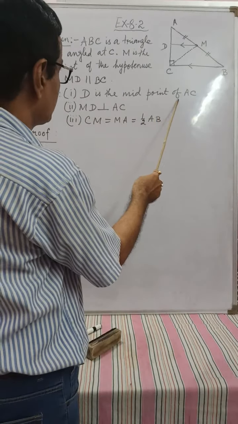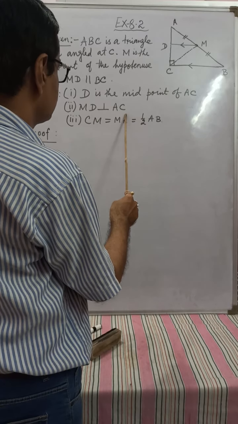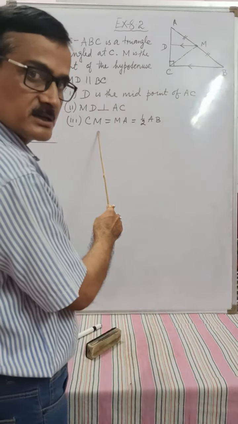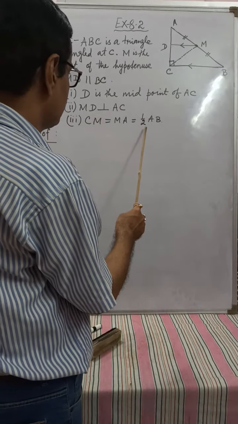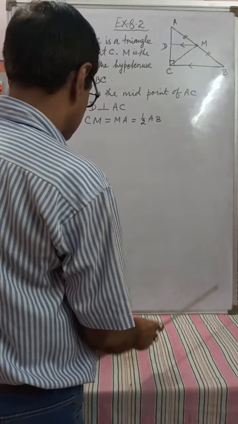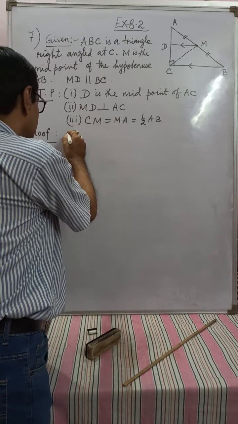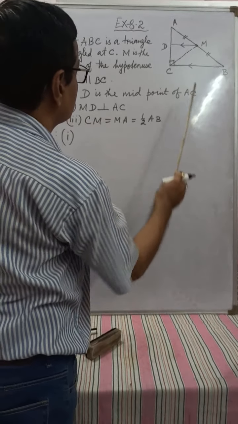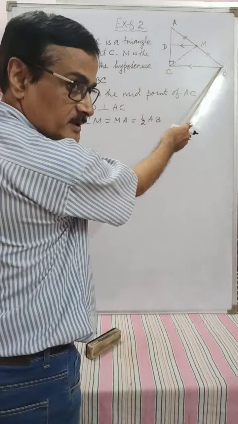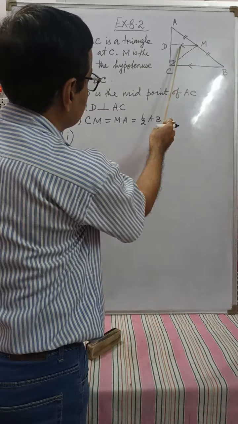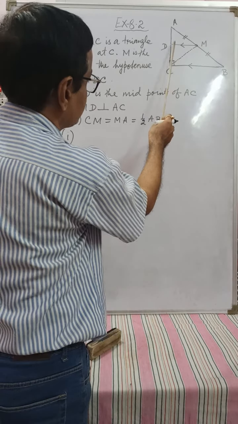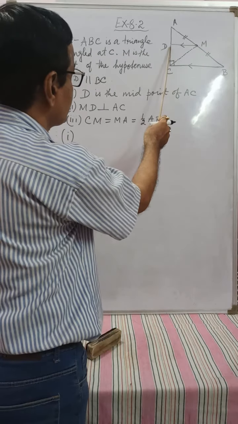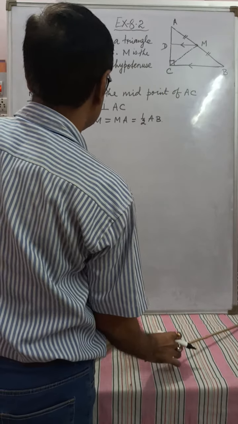First, D is the midpoint of AC. Second, MD is perpendicular to AC. And third, we have to prove CM is equal to MA is equal to half of AB. So let's prove the first part. For the first part, we will write M is the midpoint of AB, and through M, MD is drawn parallel to BC. That means by the converse of midpoint theorem, directly we can say D is the midpoint of AC.